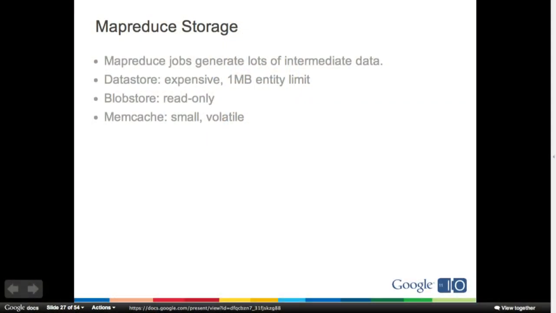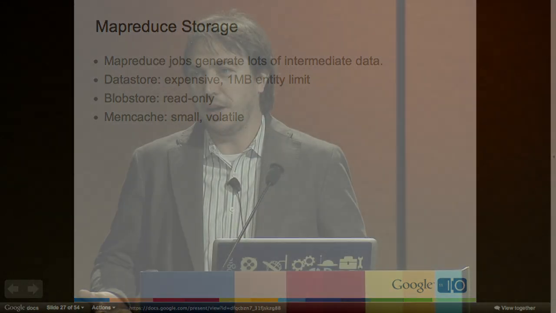We also had Blobstore, which is really good, but it's read-only. The only way you could get data in was to upload files through an HTTP form, which does not work for MapReduce. And you had memcache. Memcache is kind of good. It's really fast, but it's small, and it's not reliable. You can never be sure that the data you put in is still there, because there might be memory pressure or something else. So that's why we designed the Files API.